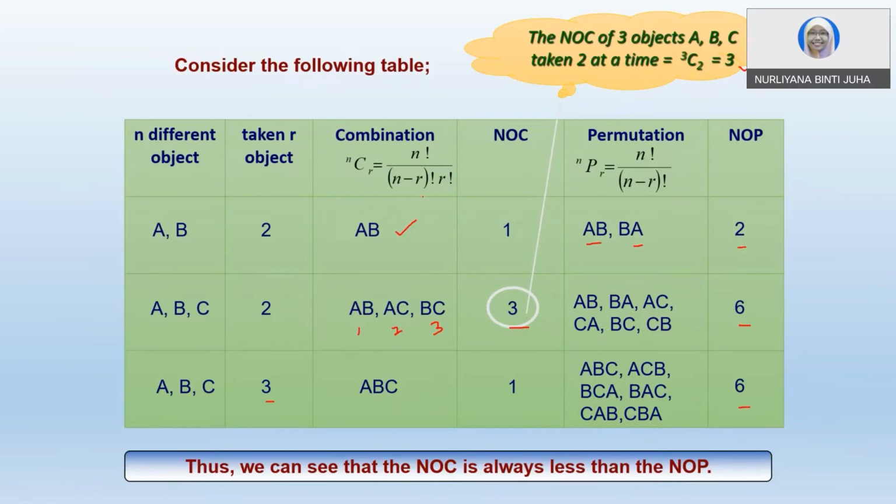Tengok dekat sini. Kolom yang ni. Untuk number of combination, semestinya lebih kecil daripada number of permutation.